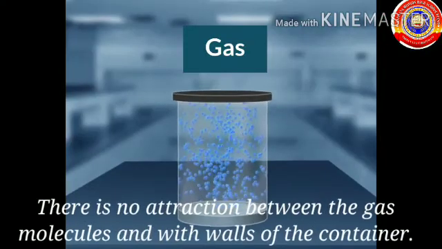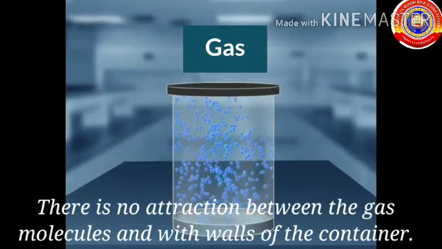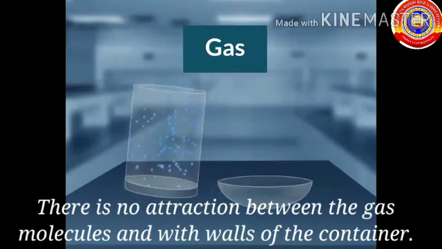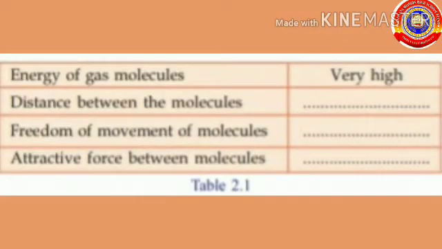And the last point, there is no attraction between the gas molecules and with the walls of the container. As you know, the gas molecules are very far apart from each other. Hence, the freedom of movement is very high. On the basis of the above statements, can you complete table 2.1 given in your textbook?